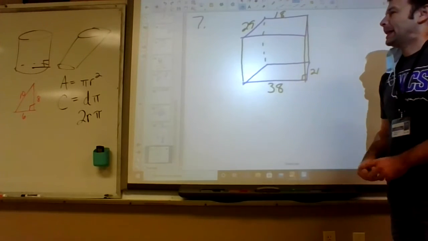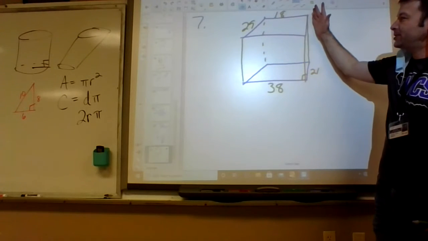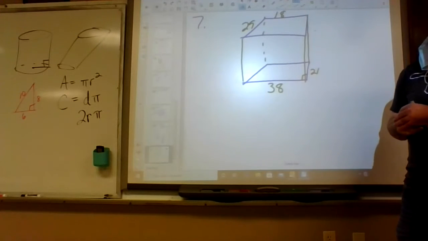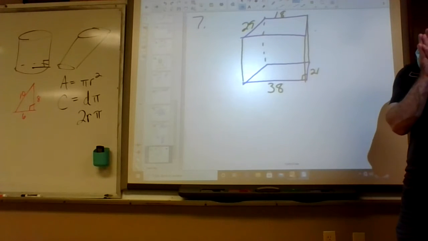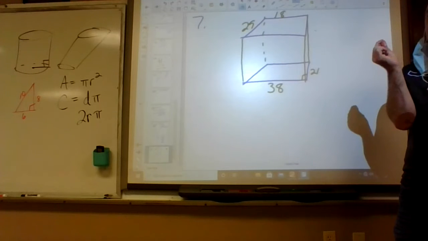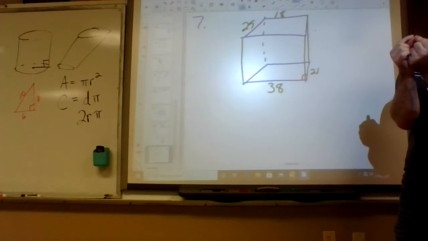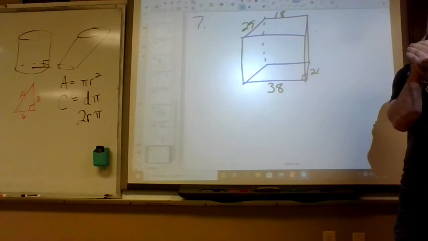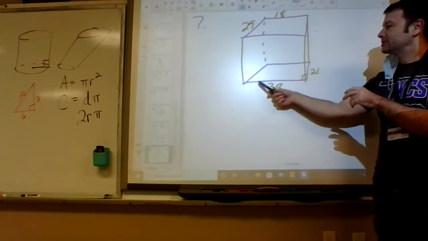Okay, lateral areas, the area of the sides. All I've done so far is write down the problem on number 7. So is it 38 times 21 squared? No. Okay, lateral surface area is the perimeter of the base times the height. That's what we've done every time so far. But what is the perimeter of the base?